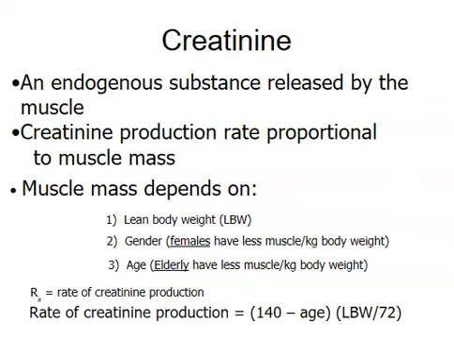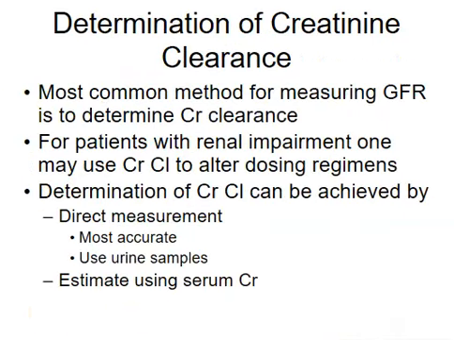So remember, creatinine is an endogenous substance. It's released by the muscle, and the rate of creatinine production is proportional to muscle mass. And the muscle mass is dependent upon, of course, the body weight, particularly lean body weight, gender, and age. And so the rate of creatinine production can be mathematically defined as 140 minus the age times the lean body weight, divided by 72.